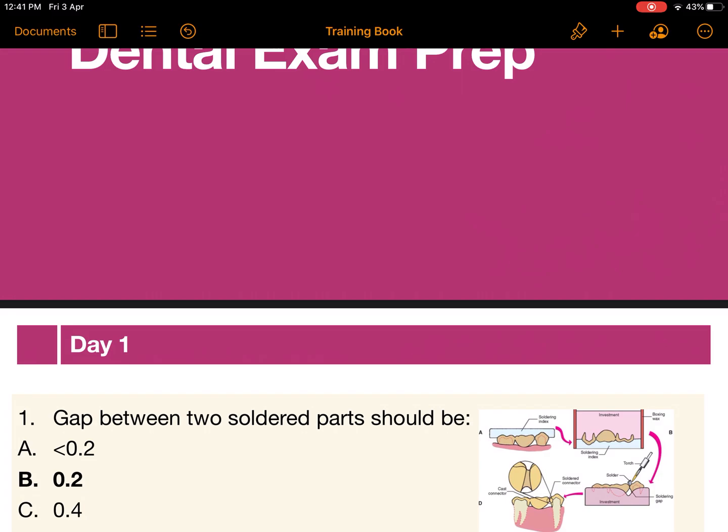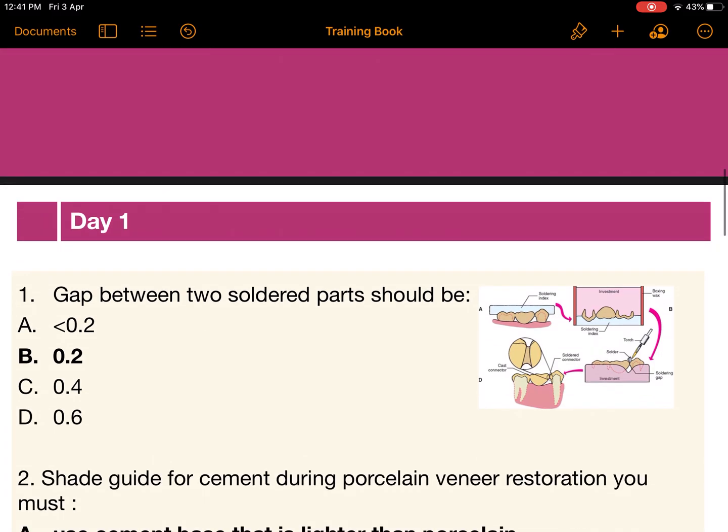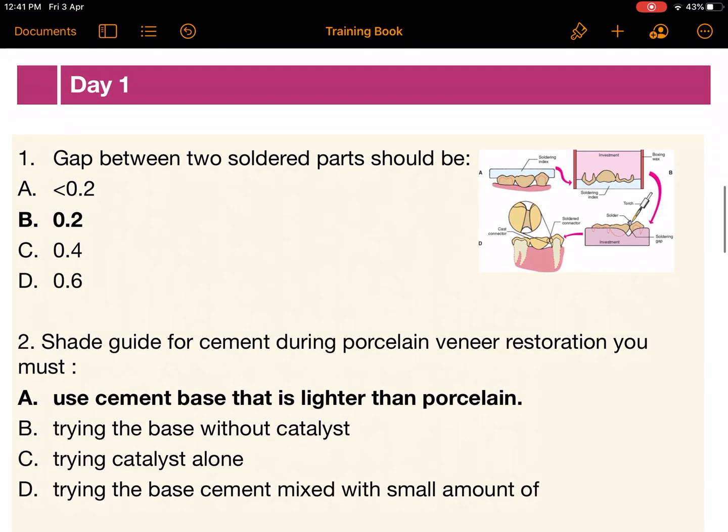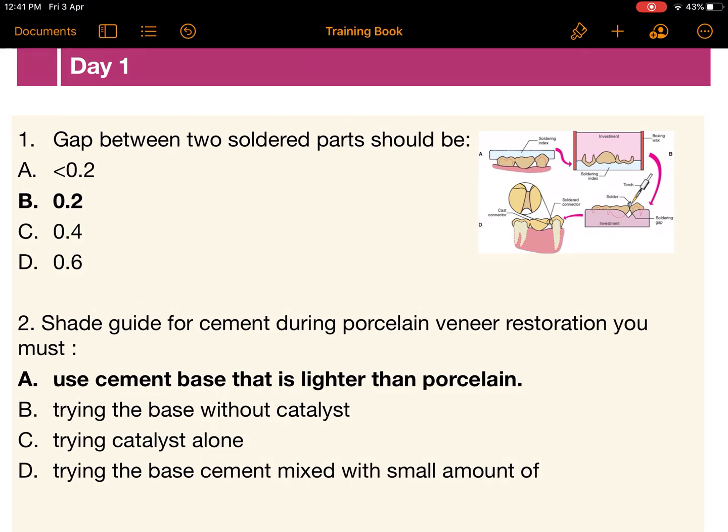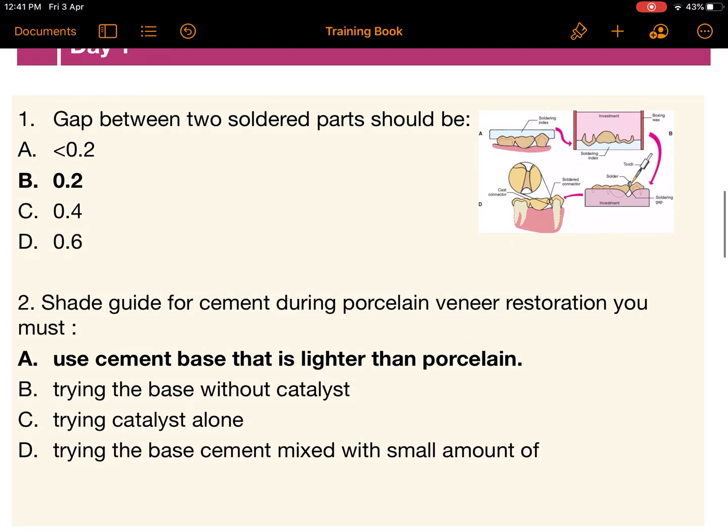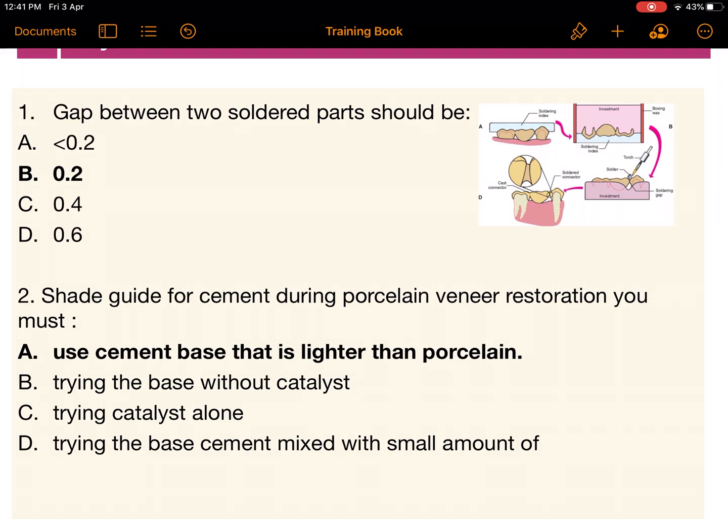Let's have a look at today's questions. The first question: the gap between two solder parts should be.